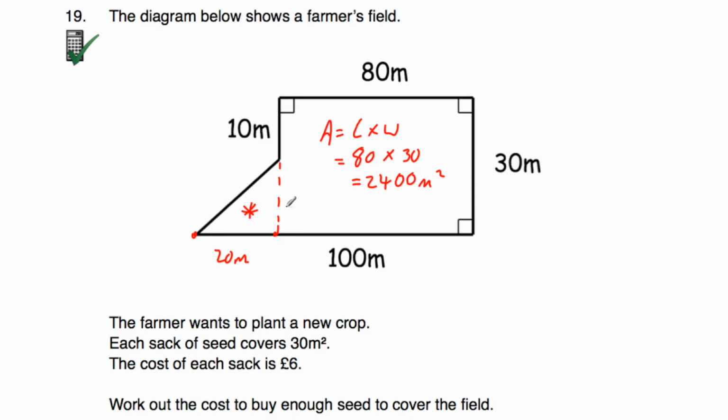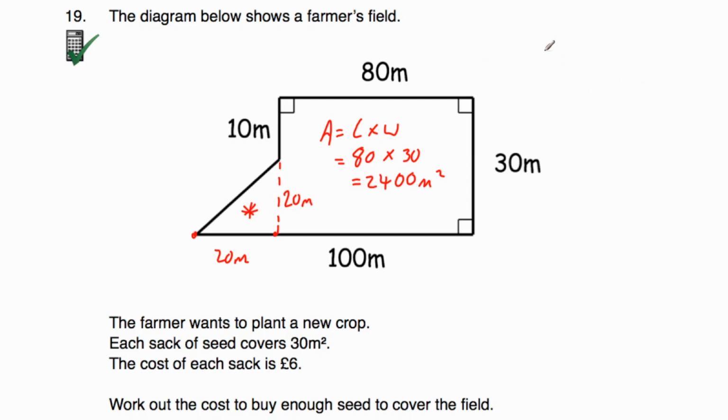Now we need to find the height of the triangle. Well, the whole height is equal to 30 meters and this part is equal to 10. 30 take away 10 leaves us the height of the triangle, which would be 20 meters. So this triangle has got a base of 20 and a height of 20. We then just need to work out the area of this part and then add them together to get the area of the whole field.